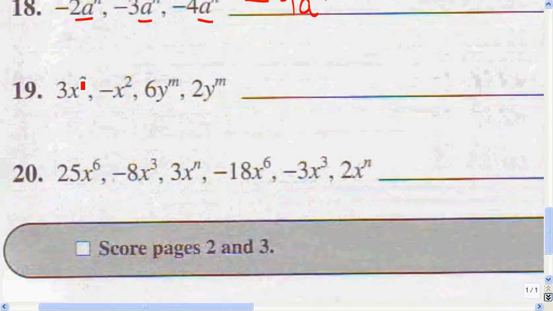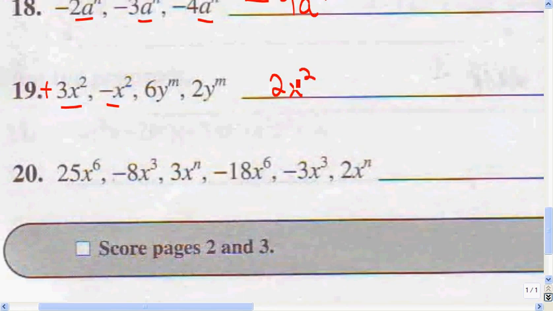Okay. Next. I've got 3x squared and just negative x squared. So those are the like terms. I'm going to combine them. The signs are different, so I'm going to subtract. 3x squared minus x squared is 2x squared. And since my bigger number is positive, my answer is positive. I'm not going to write the positive sign because if I don't write it, everybody already understands that it's positive.